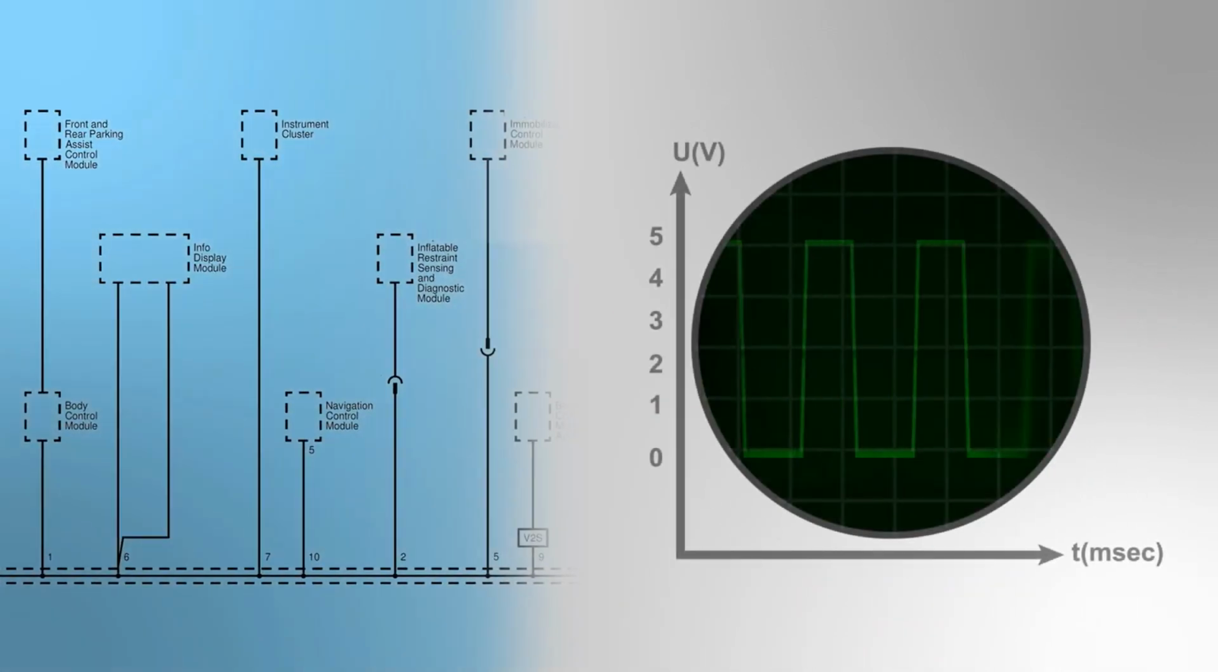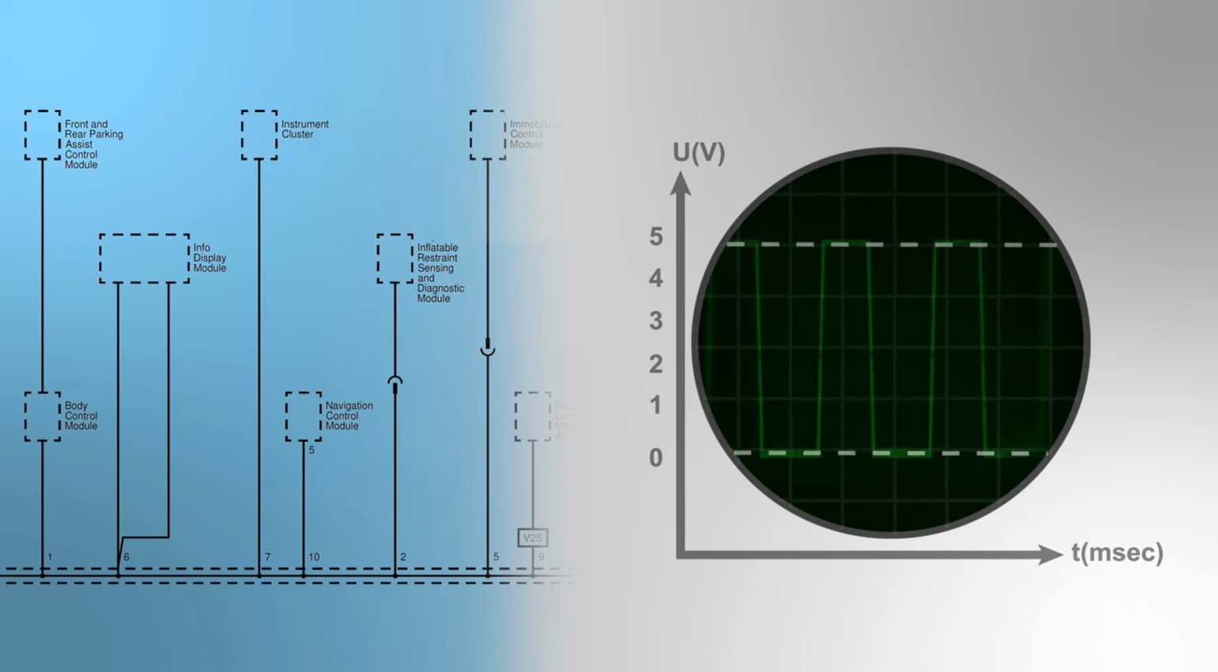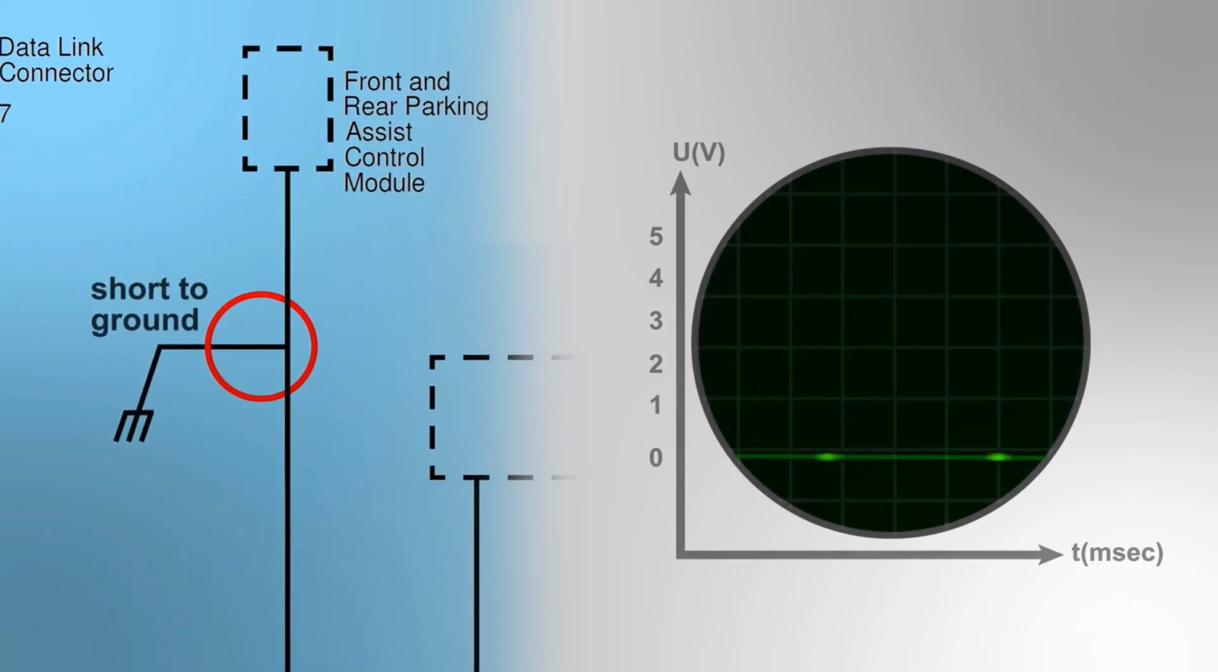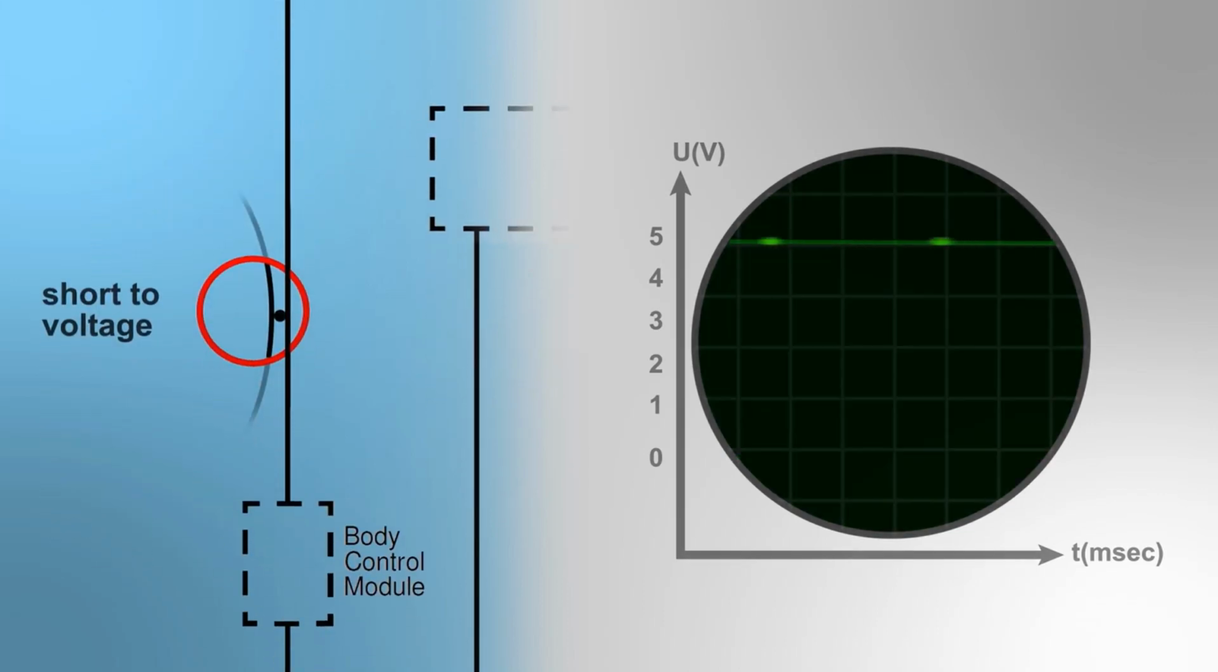If we have a look at a typical low-speed bus pattern, you'll see that the signal is either 5 volts or 0 volts. If there is a short to ground on the bus, the signal will look like this. If there is a short to voltage, the signal will go to the value of the shorted voltage. Either way, there can't be any data transmitted on the bus.